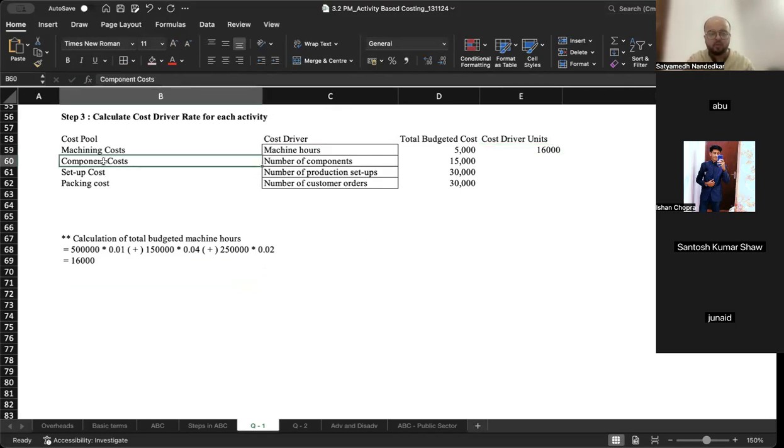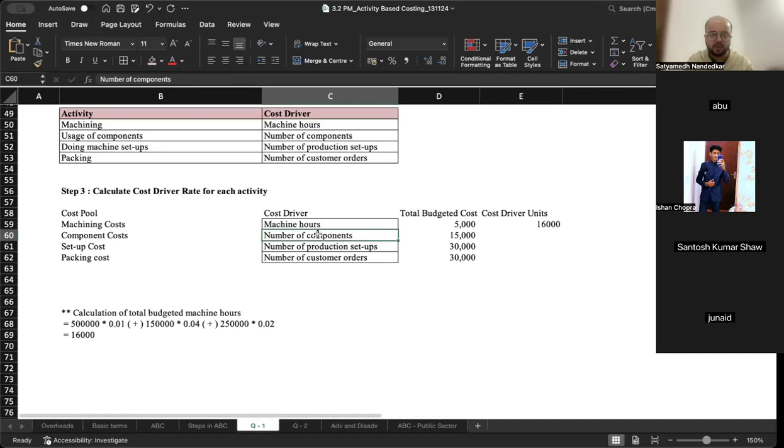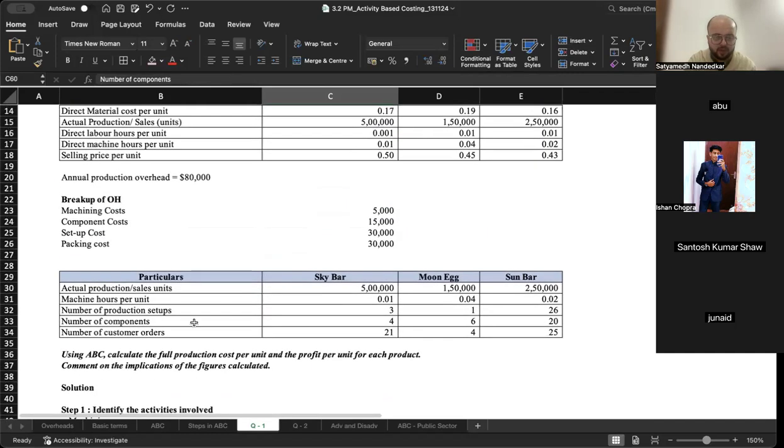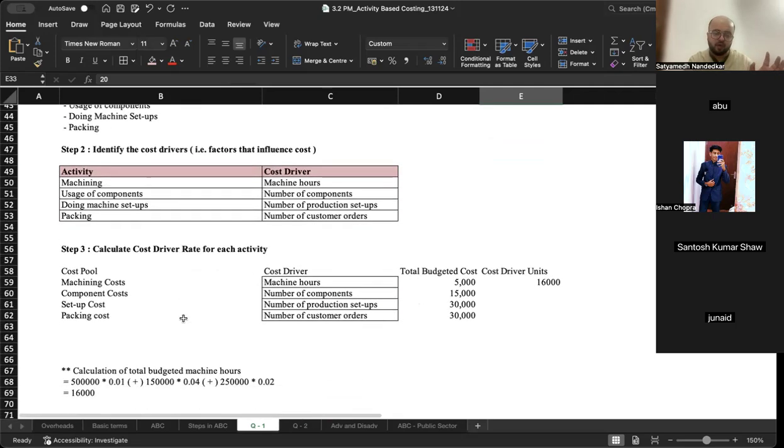Okay, now component cost. The cost driver is number of components. Is there a way to calculate the number of components? Yes. Number of components for Skybar are 4, number of components for Moon Egg are 6, and number of components for Sunbar are 20. Now please pay attention to the choice of words. They have not written number of components per unit. They have mentioned number of components. So you will have to do 4 plus 6 plus 20. Don't do 5 lakh into 4, 1 lakh 50 into 1. No. Why? Because the statement doesn't say per unit. It just says number of components.